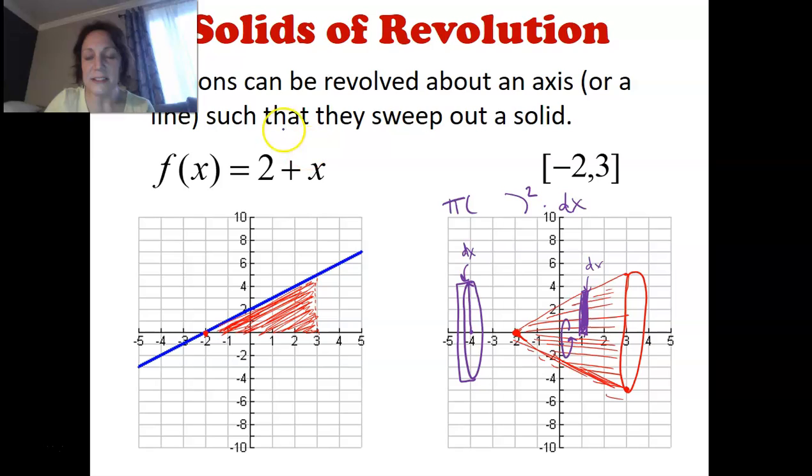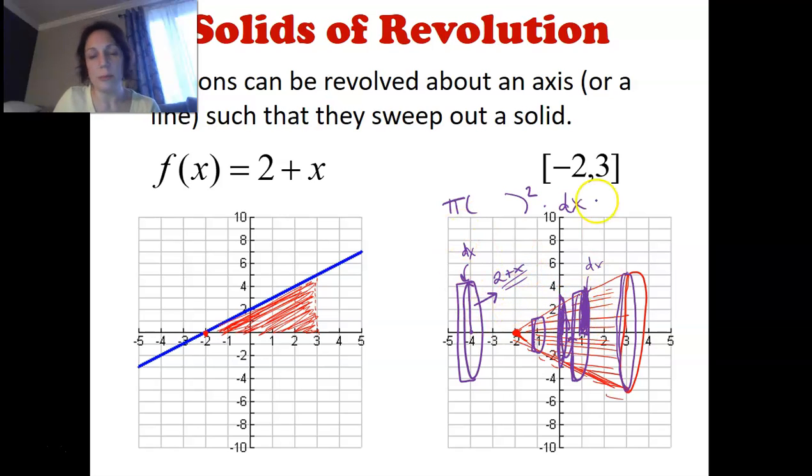Translation: the distance between your axis of rotation and your function. In this case, the distance between our axis of rotation and our function is just our function. This is 2 plus x. So when I'm at 0, the radius of my disk is going to be 2. When I'm out here at 3, the radius is going to be 5. When I'm down here at 1, the radius is going to be 3. When I'm back here at -1, the radius is only going to be 1. It's going to be a small one. But all of those numbers are wrapped up right here.